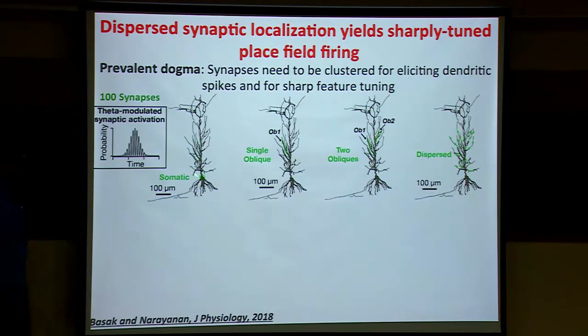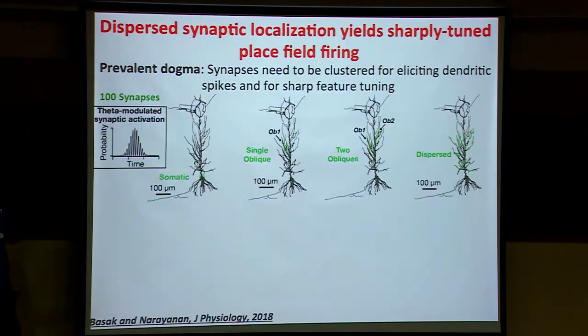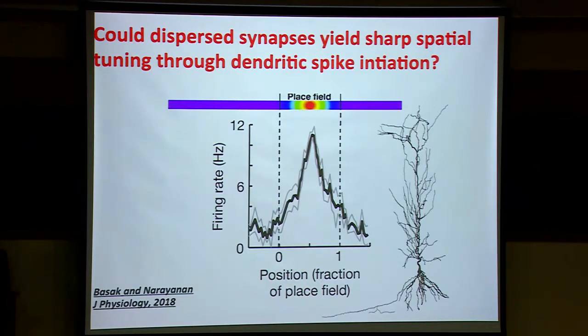So this is a single neuron, right? And you have the inputs from this particular place field. As the animal traverses through this particular place field, the inputs coming from that particular location, from the presynaptic part of it, could come onto this particular neuron at different locations. It could all be at the cell body. It could be clustered in one particular dendritic structure. It could be clustered on two different dendritic structures, or it could be dispersed all over the place, basically. Right? So the prevalent dogma in the field at that time, even now, is that you need to have synapses clustered like this, where they come and impinge on a single dendritic branch, for you to be able to get a dendritic spike and sharp tuning of this particular place field firing over here.